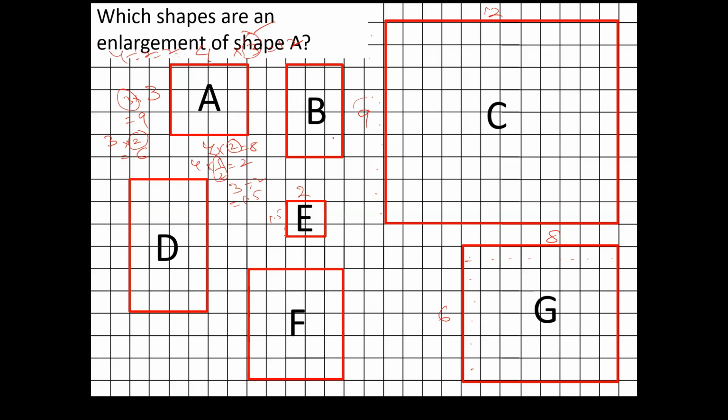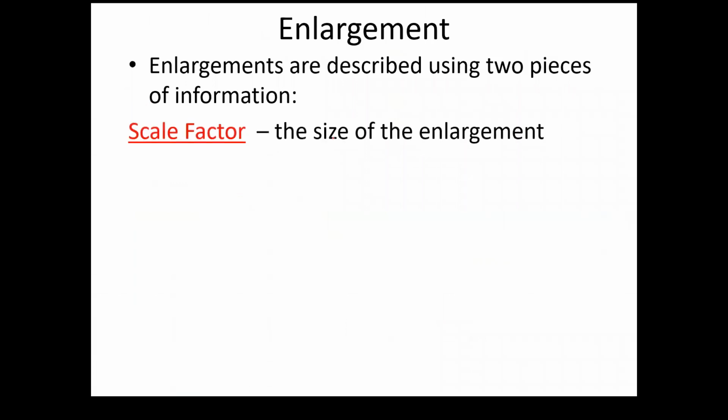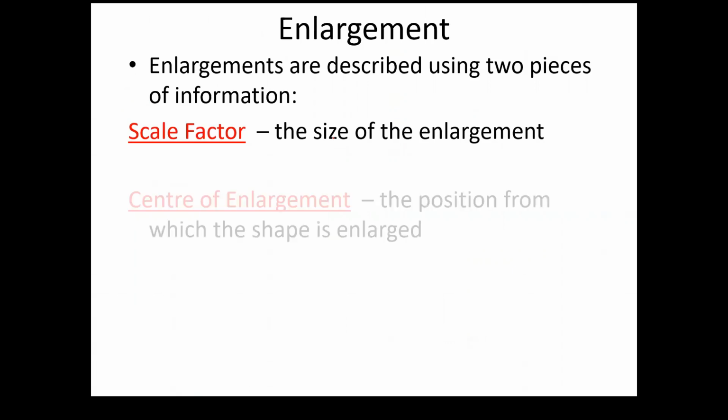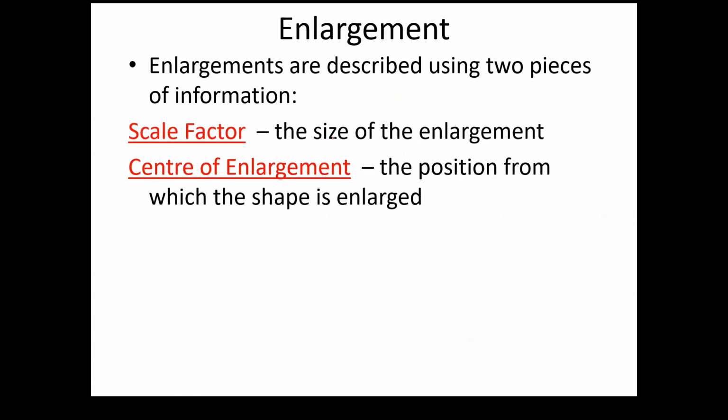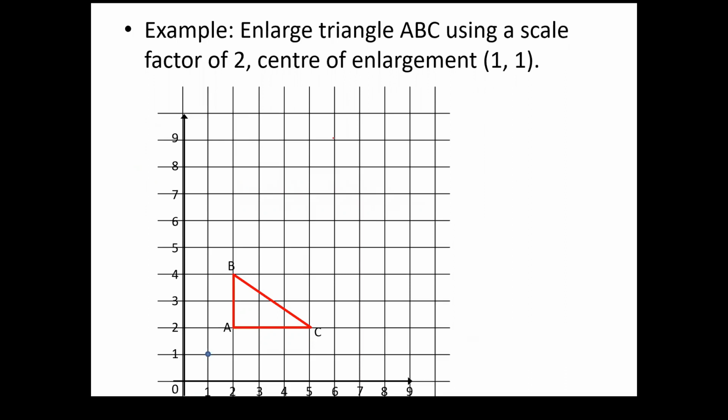Now let us do it practically. Enlargements are described using two pieces of information: the scale factor, which is the size of enlargement, and the center of enlargement, which is the position from which the shape is enlarged. That's what we shall learn now with this example. Enlarge the triangle ABC using the scale factor of 2. The center of enlargement is (1, 1). You can see the point (1, 1) here.